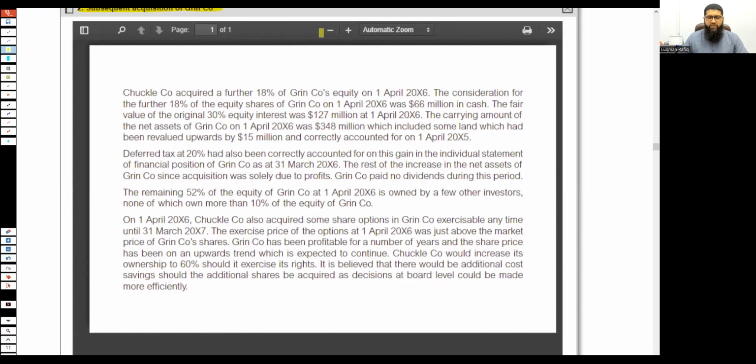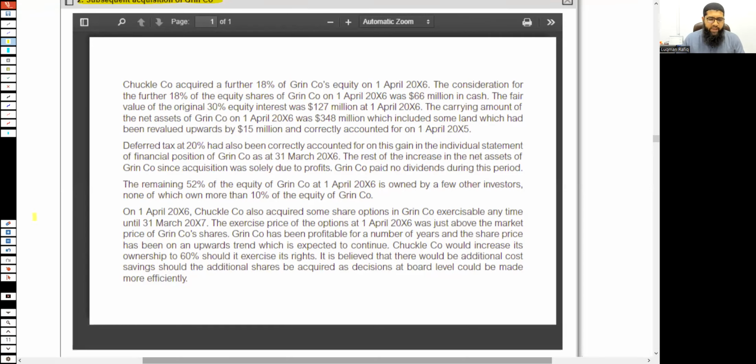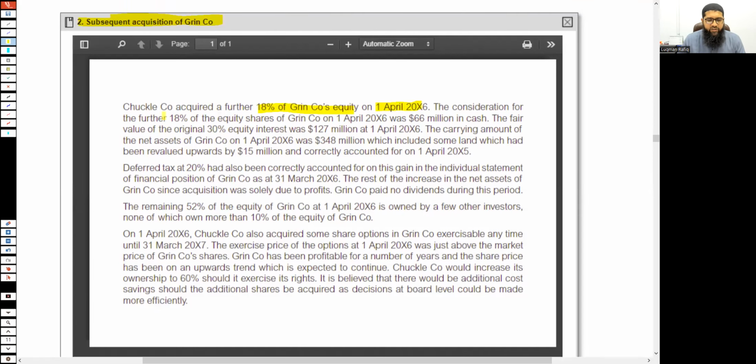Okay, guys, so let's just start off. It says Checkle Company acquired a further 18% of the shares of Green Company's equity on 1st April 6. The consideration for the further 18% of the equity shares on 1st April 6 was 66 million in cash. The fair value of the original 30% of the equity interest was this.